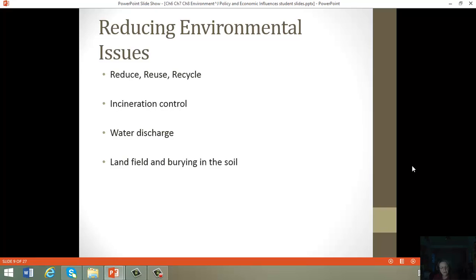Reducing environmental issues, I have said this, and I'll say it probably lots more times, that preventing a problem is less costly and has less negative impact on health and on resources. Disease prevention and environmental prevention should be put into place.